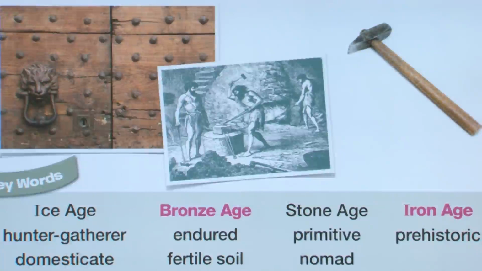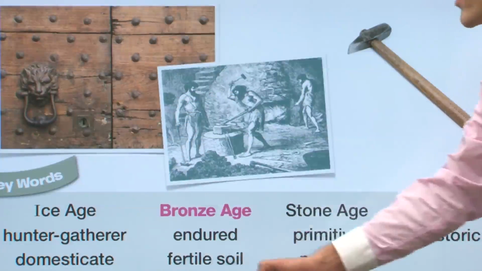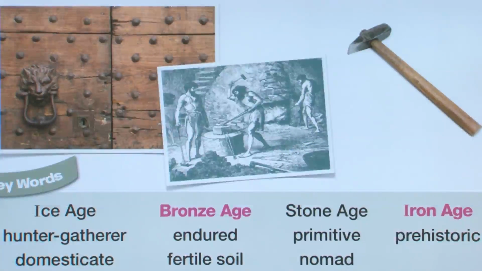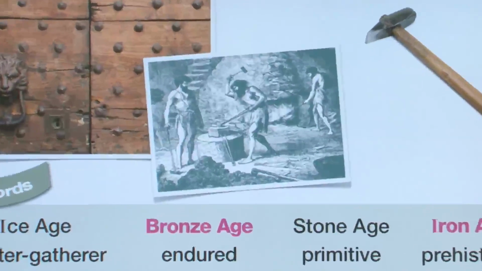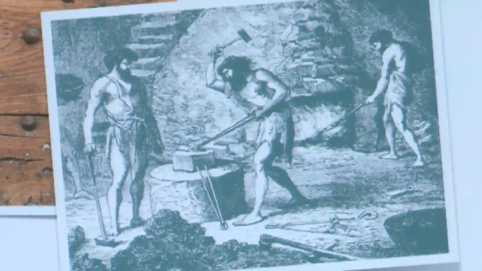Now on to our last batch of words here. Here we see a door handle on the left. A door handle all the way over here, made of bronze. Some man making something in the middle with his iron hammer, like we see over here on the right.